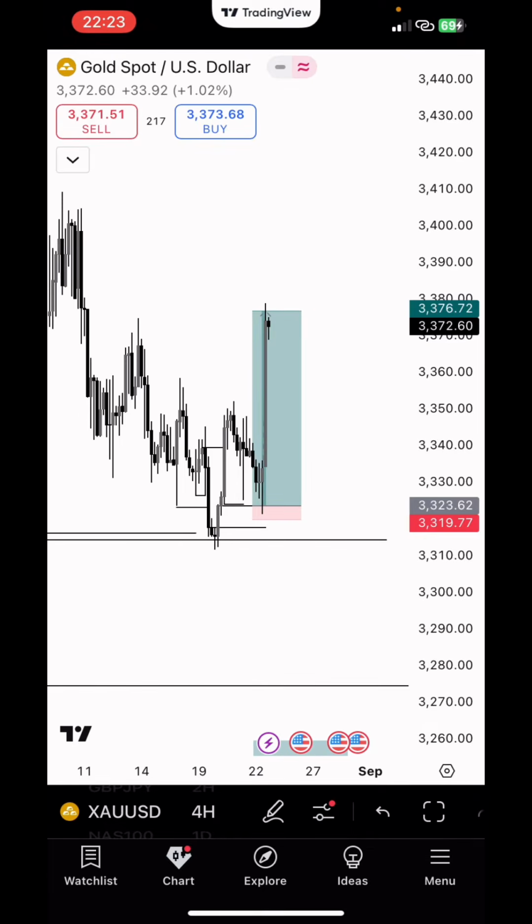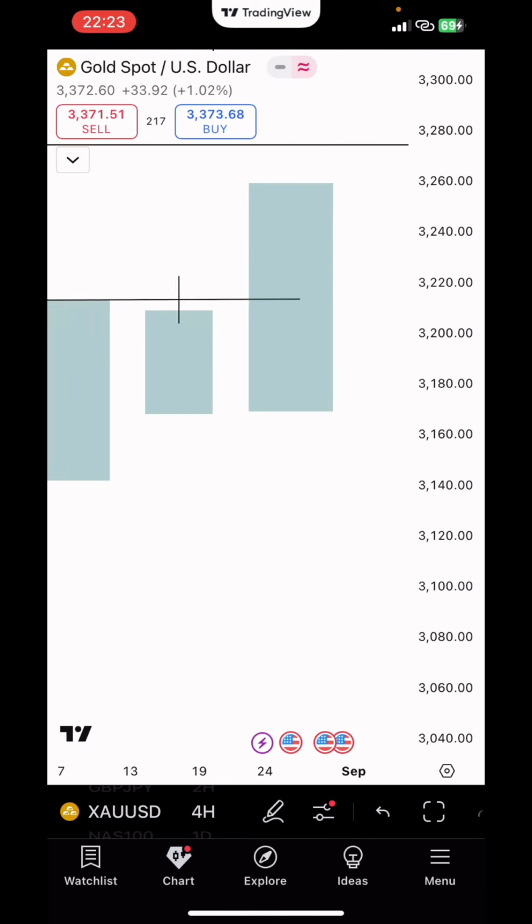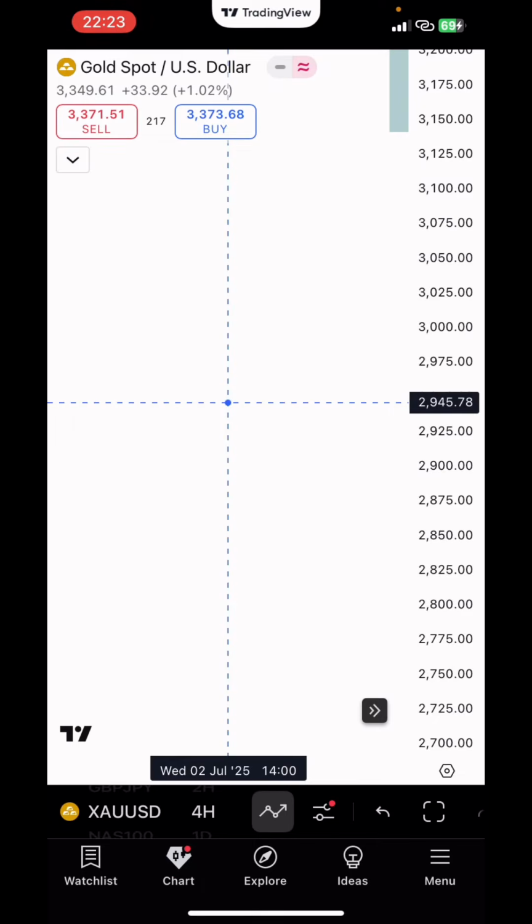So these are the entries that we have. And I will teach you guys one model that I use in lower time frame, which is what we call the SBI model. This is how it looks like.